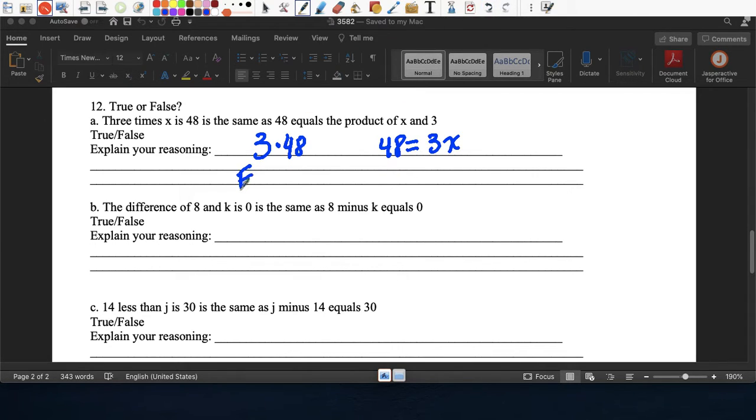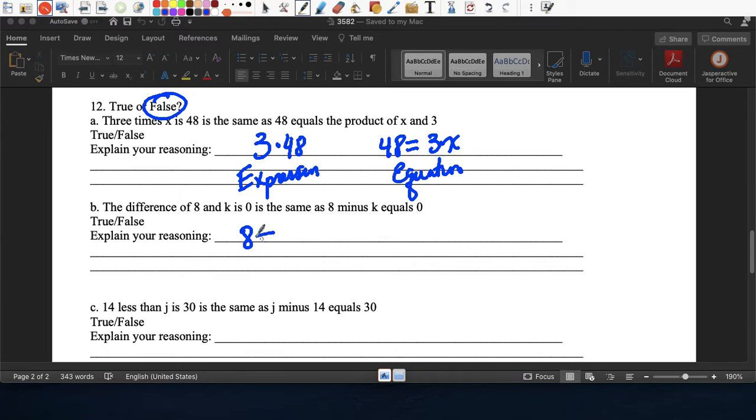This one is an expression. And this one is an equation. We have to be careful. Right? This is only 3 times 48. This one is 48 equals the product of 3 times x. So there's an equation here. So they're not the same. True or false? Is not the same. So that's false.